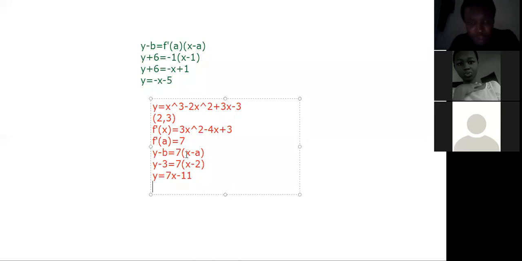Now we are finding that of the normal. What are you going to do? We are going to reciprocate the gradient we found, which is 7. So you are going to get minus 1 over 7. But we are still going to use the same equation. So yeah, finding the normal.